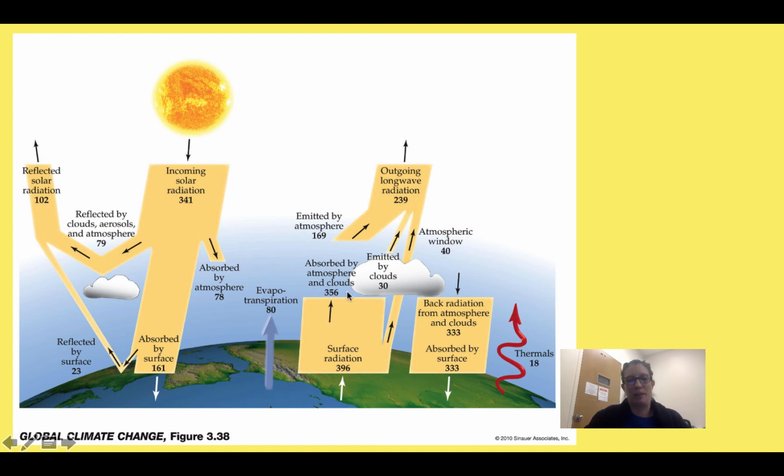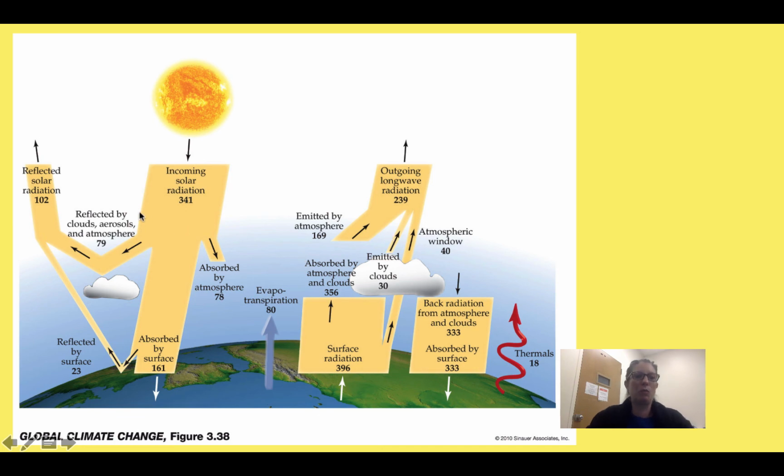So then we're also going to have, starting at the bottom here, this is incoming. So outgoing is going to be surface radiation, being 396, and then 356 of that is going to be absorbed by the atmosphere and clouds, with 30 also emitted, and then emitted by the atmosphere is 169. All of this total together is going to be outgoing longwave radiation of 239. We also have incoming here with back radiation from atmosphere and clouds, and then outgoing, which would be like thermals, right? So we have all these different things in our radiation budget, right?